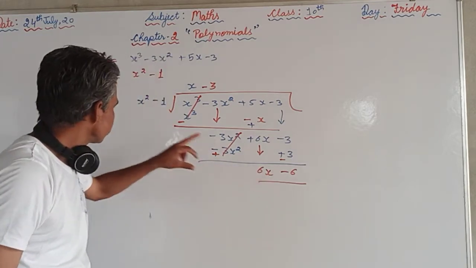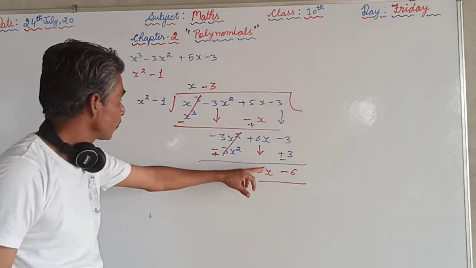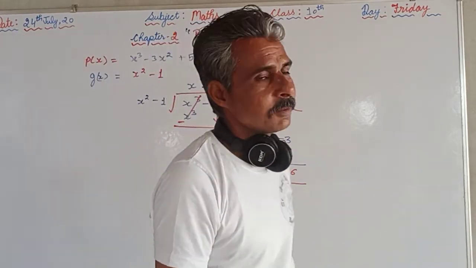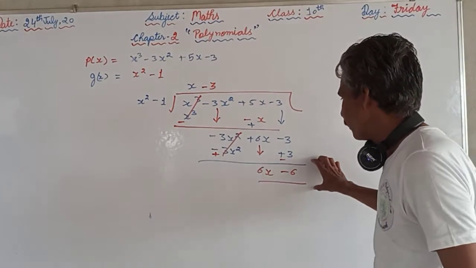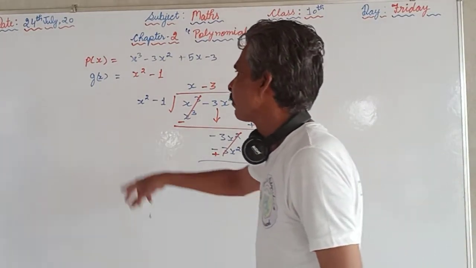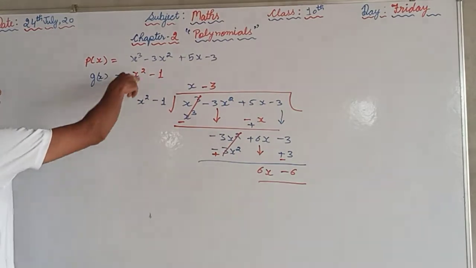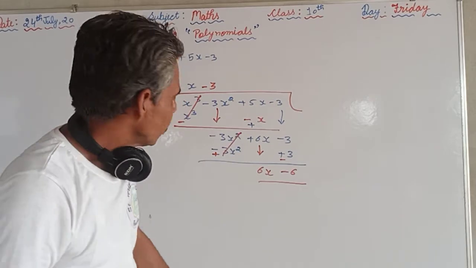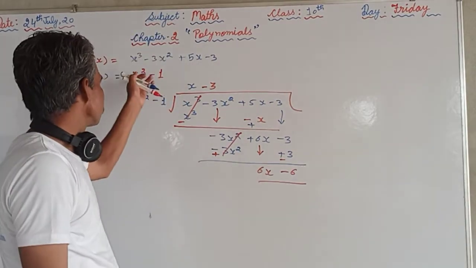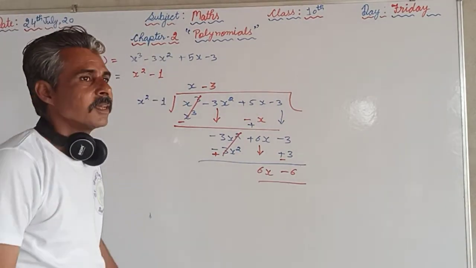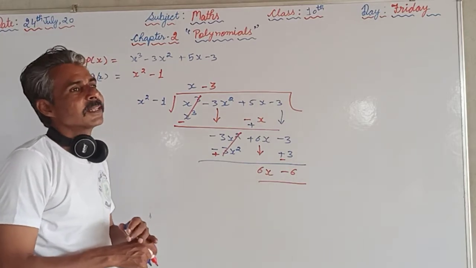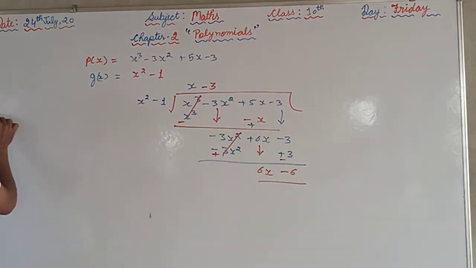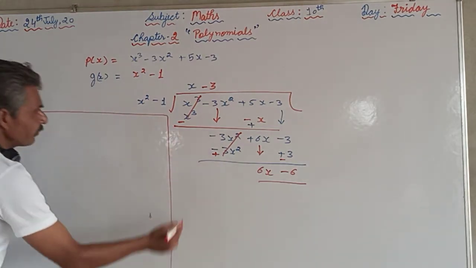If we compare the first term, the degree is less than the divisor, so we cannot divide further. Now one thing we have concluded, that the remainder is there. If the remainder is there, we can say that x square minus 1 is not a factor of x cube minus 3x square plus 5x minus 3. If our remainder does not come 0, it means g(x) is not a factor of p(x). If we get the remainder 0, then we can say that g(x) is a factor of p(x). At the same time, we can verify our answer.